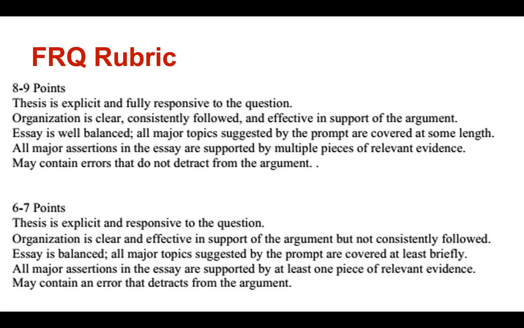And then note that this last one says you can have errors that don't detract from the argument. So if you get a specific date wrong or misspell a name, that's not the end of the world. You can still score a very strong essay even with those things. And as you go down to 4s and 5s and then 3s, 2s, and 1s, those descriptors become less and less favorable. So, thesis doesn't address the question, the organization is unclear, the essay is imbalanced, the assertions are not supported, the errors do detract from the argument. So that gives you a sense about what we're looking for here, and I think it's fairly familiar stuff.